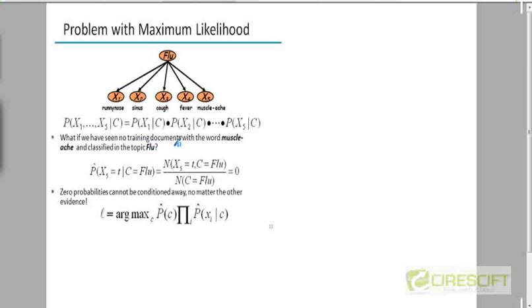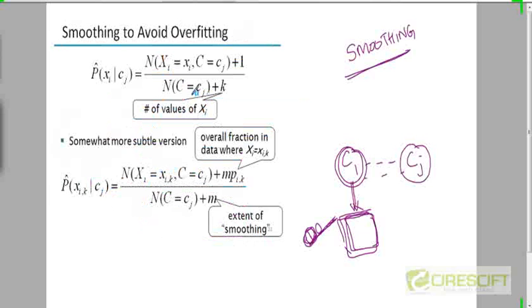Here's an example. What if we have seen no training documents with the word muscle ache appearing in the class flu? In that case, the probability of muscle ache given the class flu would be 0, and that would make the entire value 0, which is not good, and so we try to do smoothing.